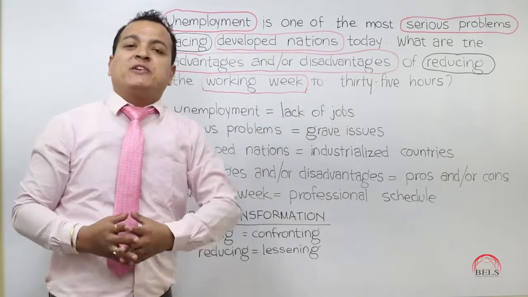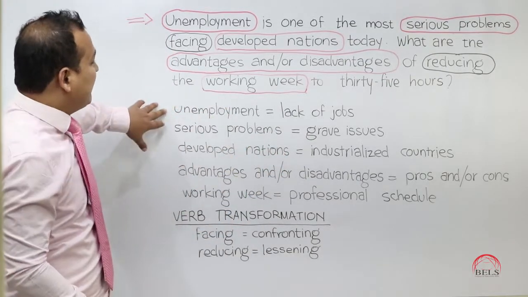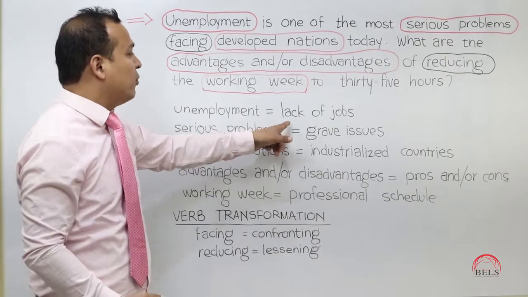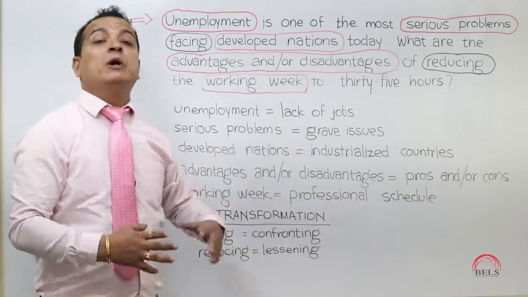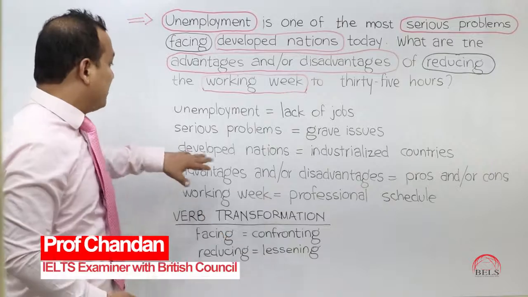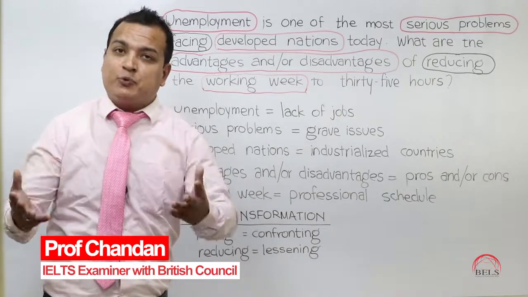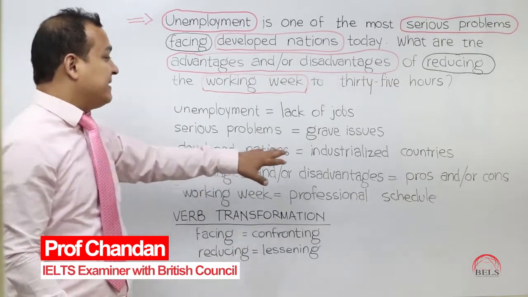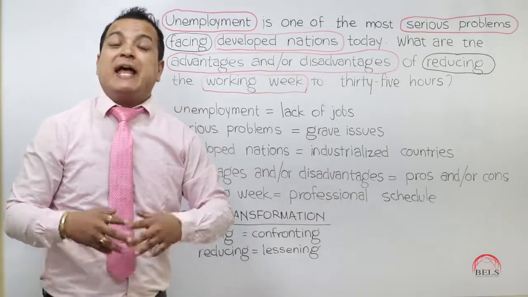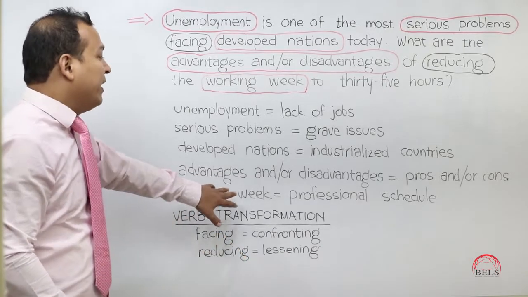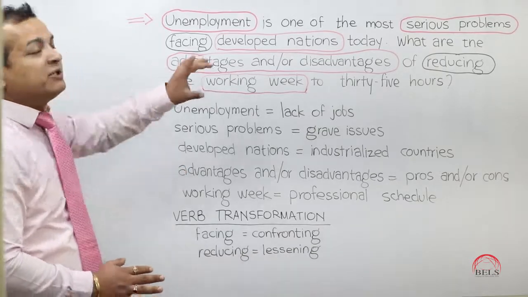So we are going to use the formula use of synonyms. We are going to convert these words into synonyms. So you can see the first word is unemployment. We have converted the word to lack of jobs. The second word is serious problems. We are converting the word to grave issues. That's the synonym of that. The third one is developed nations. I'm going to convert that into industrialized countries. The fourth one is advantages and disadvantages. So I have used the words pros and cons for that, which are synonyms of advantages and disadvantages. Then finally, working week to professional schedule. Now, this is one thing we have used, use of synonyms.